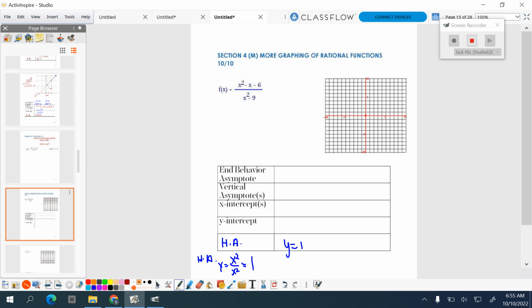Vertical asymptotes come from the denominator, so I want to make sure that nothing cancels out here. So I'm going to figure this out. If anything cancels, I have a hole. And there's a special way that we figure out where that hole is at, but we can also use the graph of this function. But let's factor first.